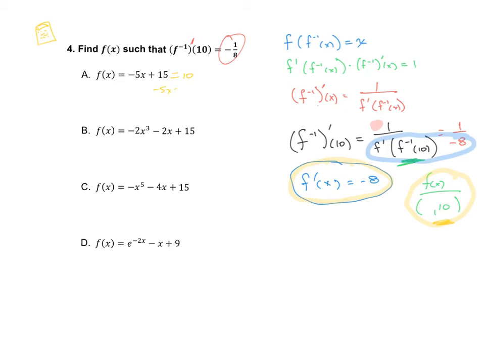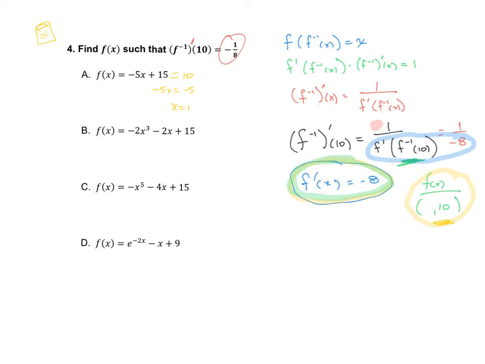we get negative 5x equals negative 5. And then we divide both sides by negative 5. We get x equals 1. So that could happen. We could get a 10 there. So at x equals 1, will we get a derivative equal to negative 8?